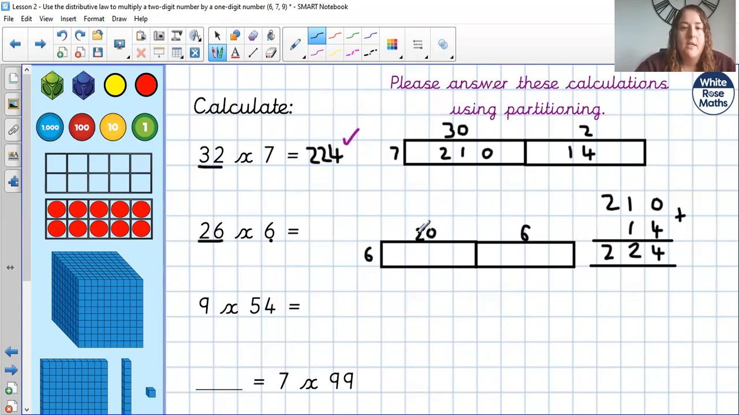Okay, so we're going to start with 2 times 6 and then multiply it by 10. So 2 times 6 is 12. And then I'm multiplying by 10, gives me 120. And then 6 times 6 over here is 36. I'm then going to add those numbers together. 120, add 36.